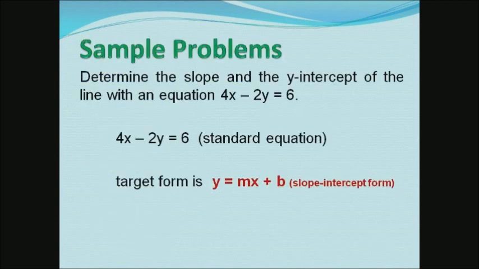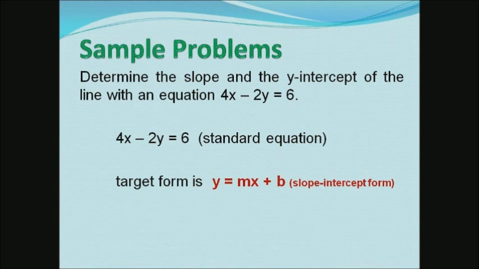Let us now solve sample problems related to straight line. Okay, so the first problem would be determine the slope and the y-intercept of the line with an equation 4x minus 2y equals 6. So in our given problem, we are asked to determine the slope and the y-intercept of the line, given that the equation of the line is 4x minus 2y equals 6.